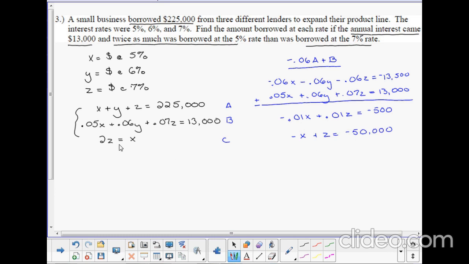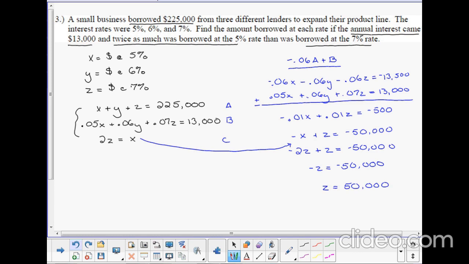If I go back to C, I can see that I already know a value for x. I know that x can be replaced with 2z. So I'm going to go ahead and take this equation C and substitute it in for x. So that is a negative x, meaning I'm going to have the opposite of 2z, or negative 2z, plus z equal to negative 50,000. So I just did a little substitution there. Now I can solve for z. So that's negative z equals negative 50,000, and then I could divide by negative 1. So z is equal to 50,000.